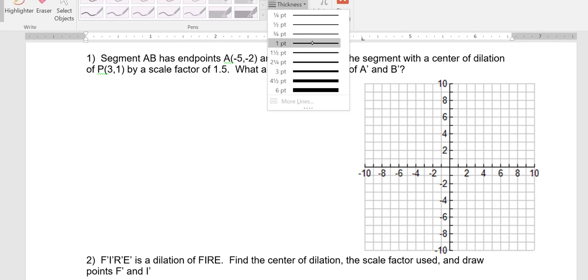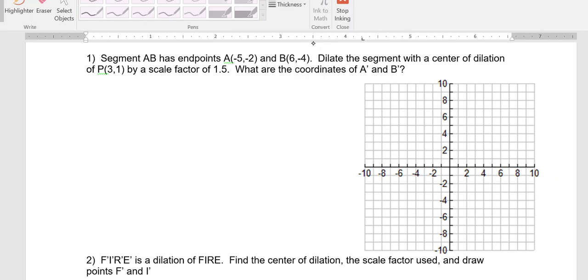It basically is talking about taking a segment with endpoints A at -5, 2, -2. So right here, and B is 6, -4, which is right here. So this is the segment we're talking about, and what we're going to do is dilate that segment. And the center of dilation is going to be at 3, 1. So there's the center of dilation.